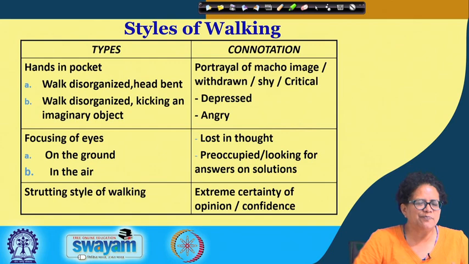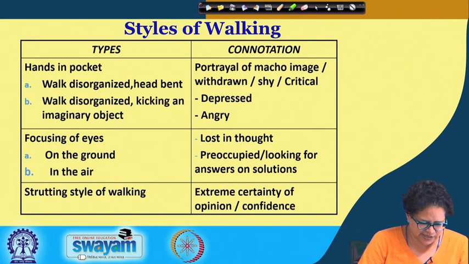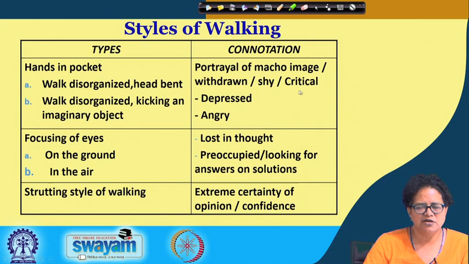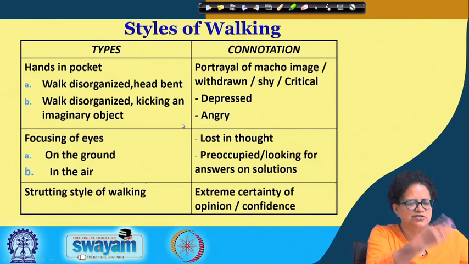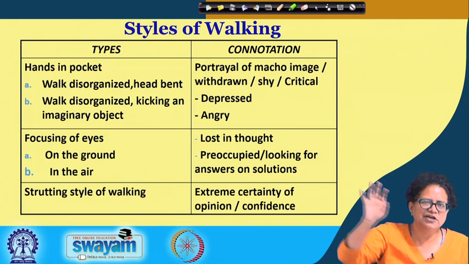Now, let us come to gait, G-A-I-T, or style of walking. If somebody is walking with hands in pocket, but the walk is disorganized and the head is slightly bent, it is a portrayal of a macho image, but the person, because the head is bent, is depressed or maybe withdrawn, shy or critical of whatever is happening. If the walk is disorganized, like a drunk dog, if we may say, and kicking an imaginary object, it shows the person is angry.